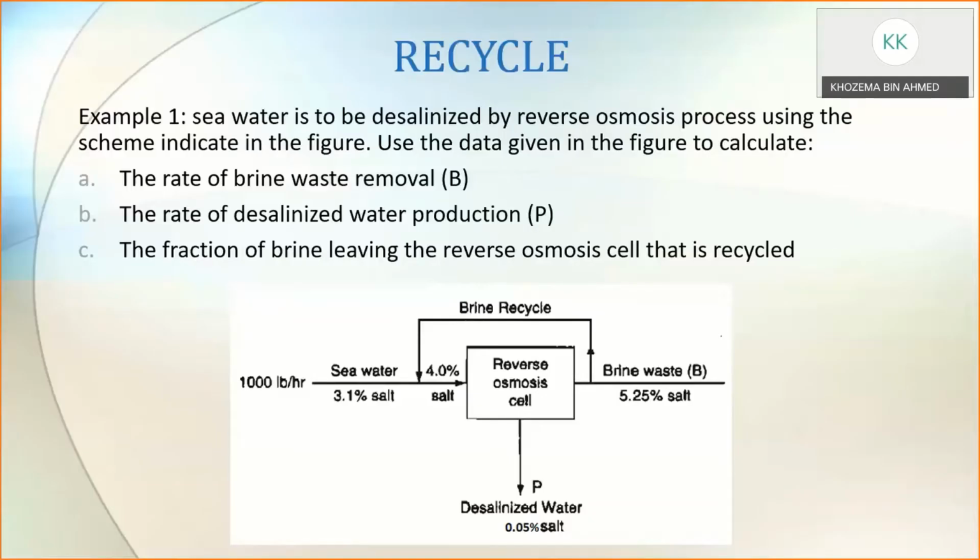This is an example of a recycle system for a non-reactive system. So the question is saying that seawater is to be desalinized by reverse osmosis process using the scheme indicated in the figure below. Using the data given in the figure, calculate the rate of brine waste removal, the rate of desalinized water production, P, and the fraction of brine leaving the reverse osmosis cell that is recycled.